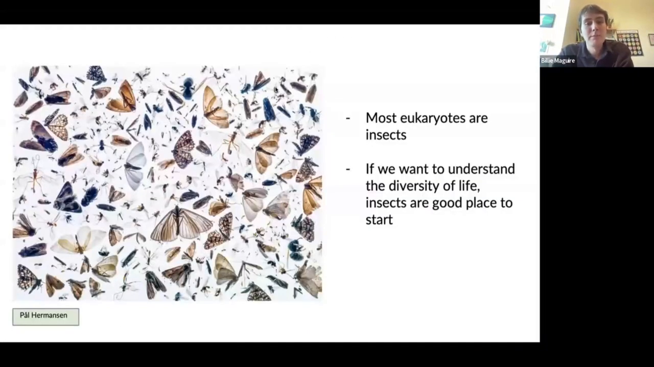So first, a little bit about what motivates my research. I'm interested in the diversity of life on Earth, particularly eukaryotic diversity. So that's mostly the diversity of plants, animals, and fungi. If you start studying eukaryotic diversity for long enough, one of the first things that you'll notice is that the majority, at least, of eukaryotes are insects. And so if we want to understand this diversity of eukaryotic life, all this diversity of function and form, studying the diversity of insects is a good place to start.